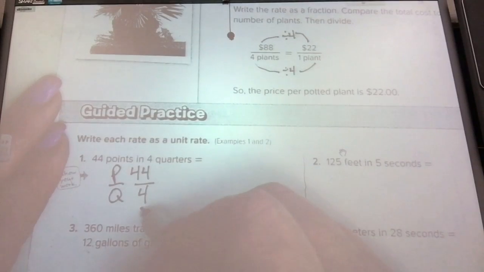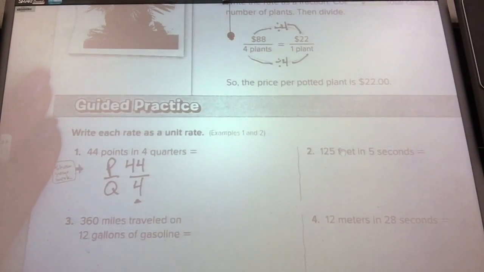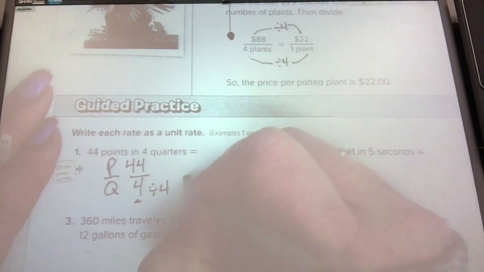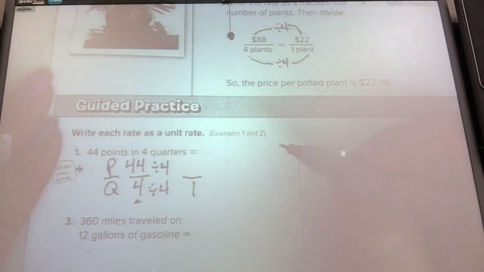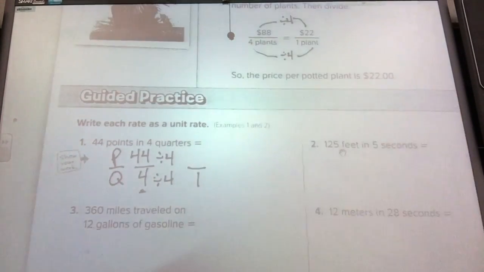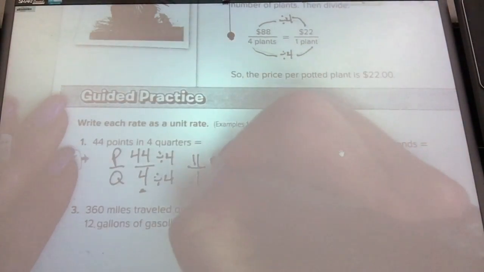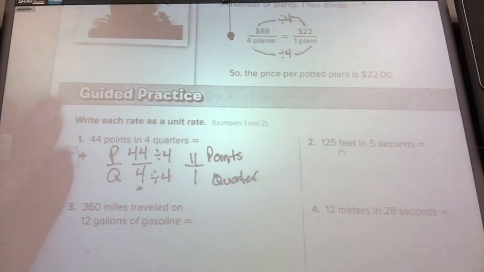We want to get this down to 1. How are we going to do that? Right, divide by itself. So divide by 4 is 1. What you do on the bottom, do on the top. 44 divided by 4 is, good, 11. So it's 11 points per quarter. And you're done.